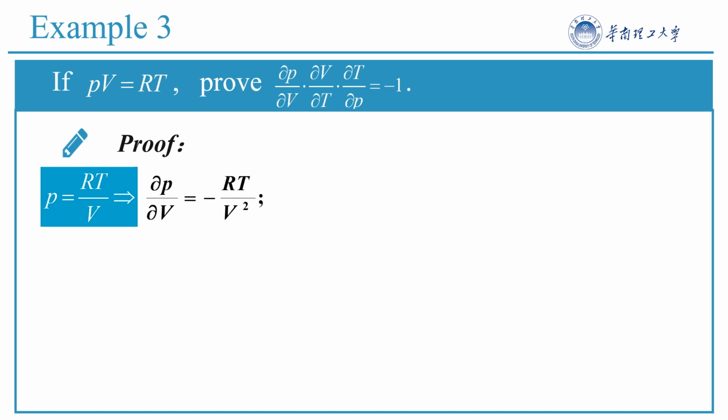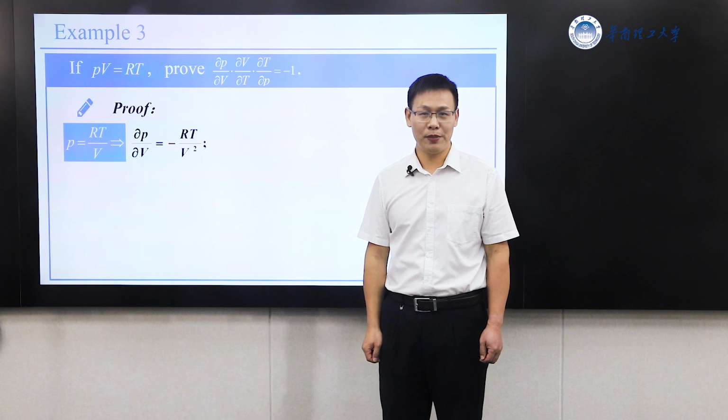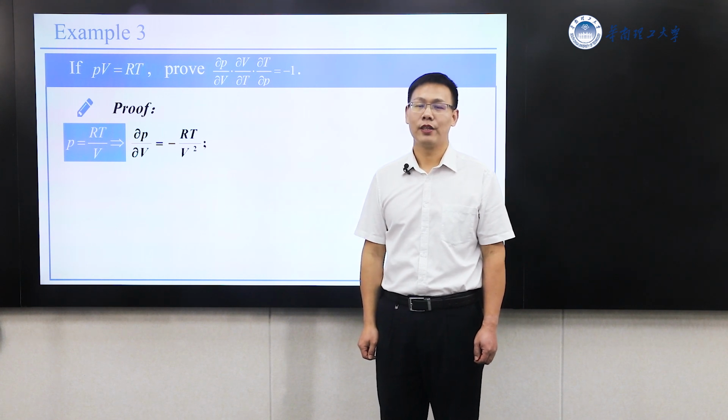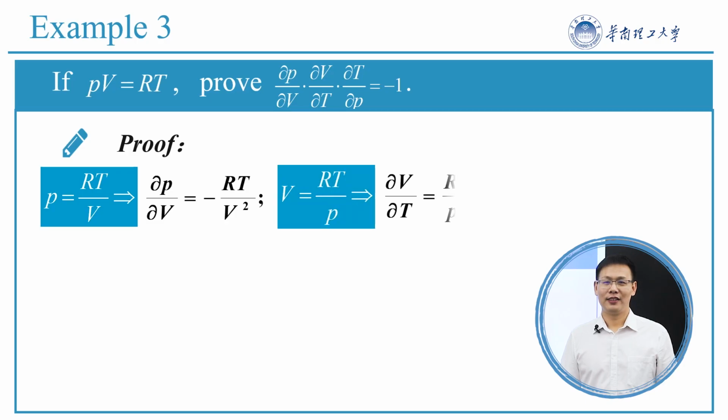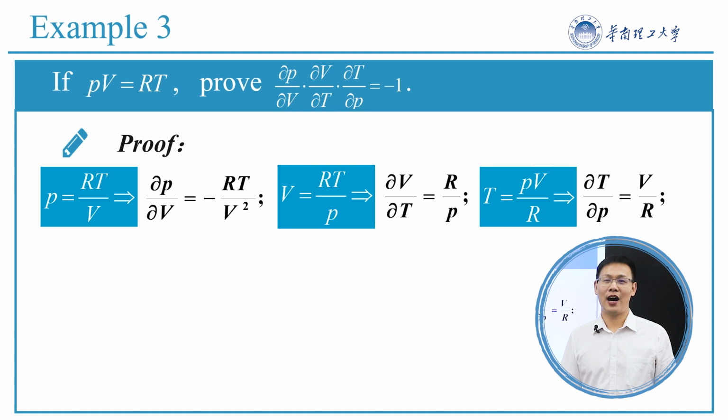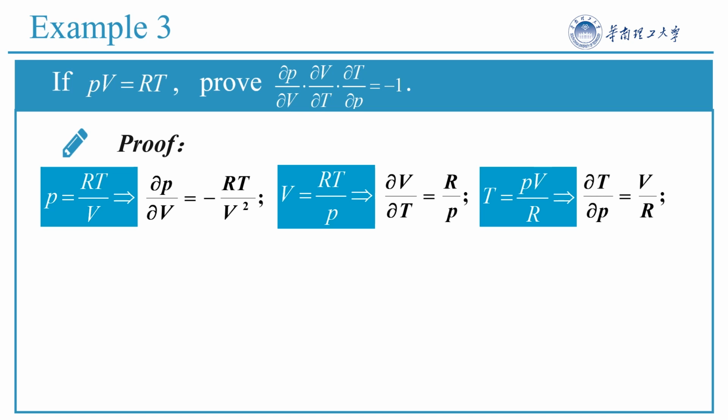In order to calculate partial P, partial V, note that R is a constant and regard T as another constant. We can find the partial derivative of P with respect to V is minus RT over V squared. Similarly, we can calculate the other two partial derivatives respectively. One is R over P. The other is V over R.